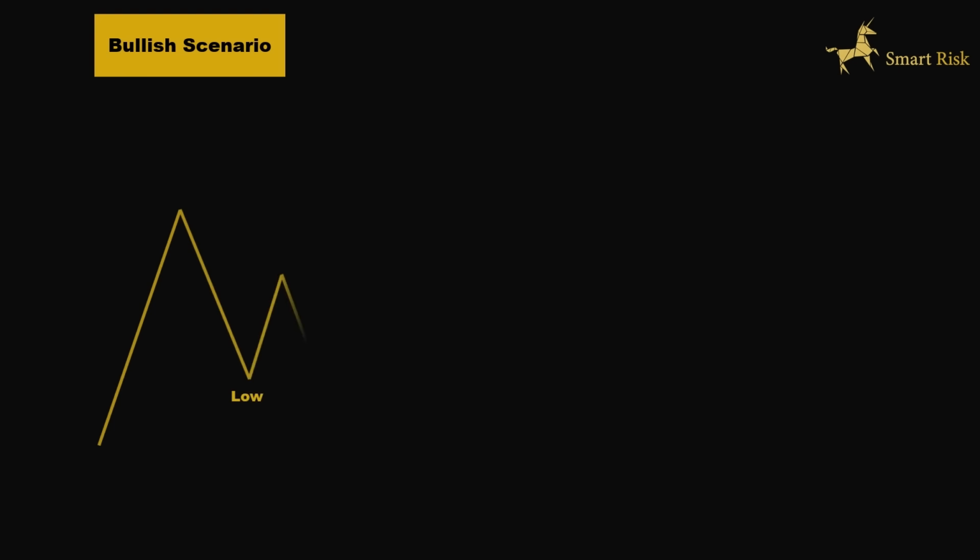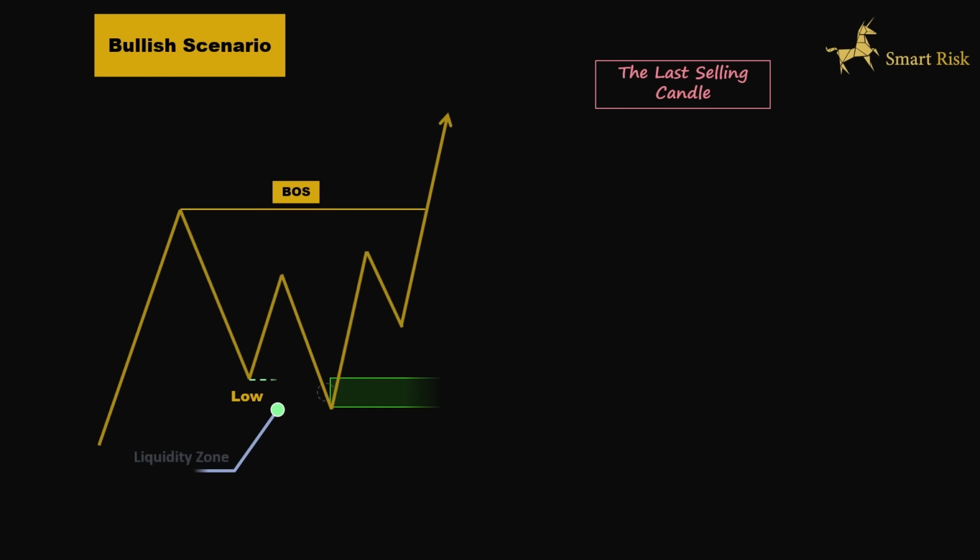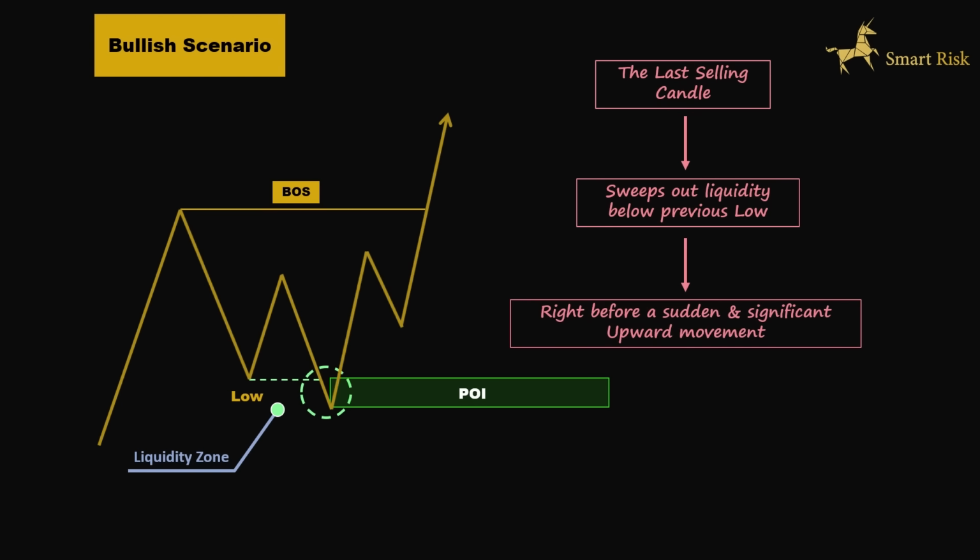In the bullish scenario, the bullish POI is the zone that refers to the last selling candle that sweeps the liquidity below the previous low, occurring just before a significant upward movement. We look for a liquidity sweep characterized by a long wick or body, followed by an immediate push in price to the upside, with the price returning to the range above the low after the liquidity sweep.